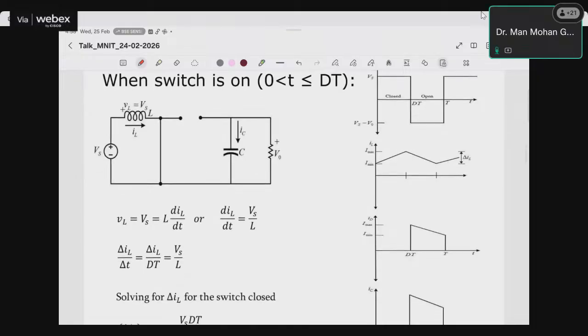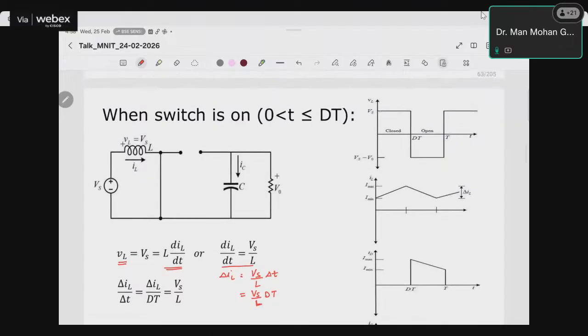when the switch is on, then the inductor voltage VL is equal to L di by dt, right? So we can write di by dt equal to Vs upon L, where Vs is the supply voltage, right? So from here we can write del IL by del T equal to Vs upon L. So del IL comes out to be Vs upon L into del T. The value of del T is DT. So this is the value of del IL. You can see here when the switch is on, the switch is closed, then this is the VL, the inductor voltage.